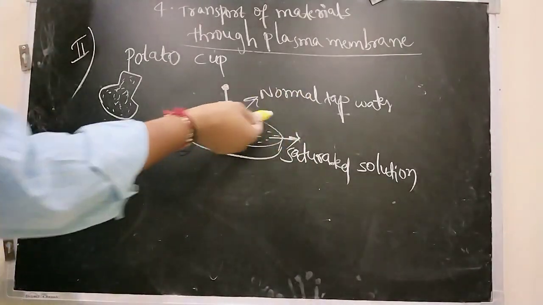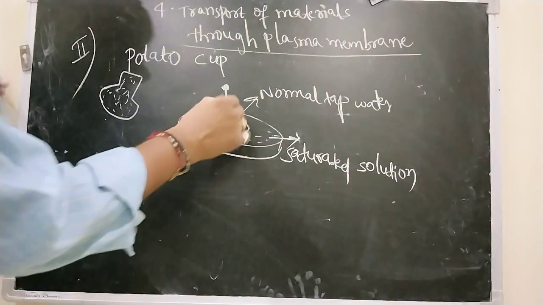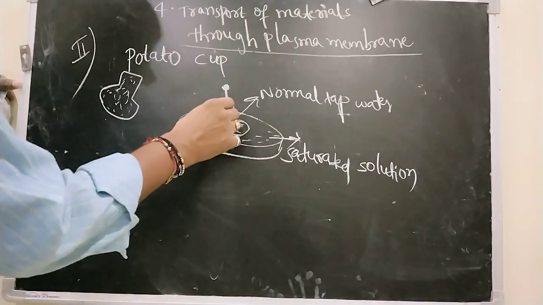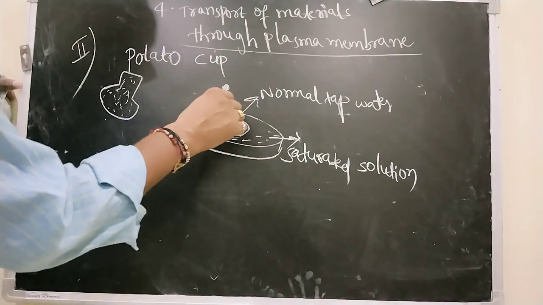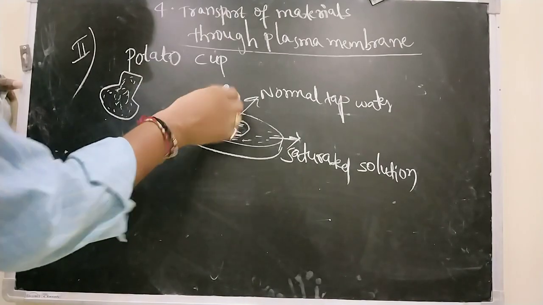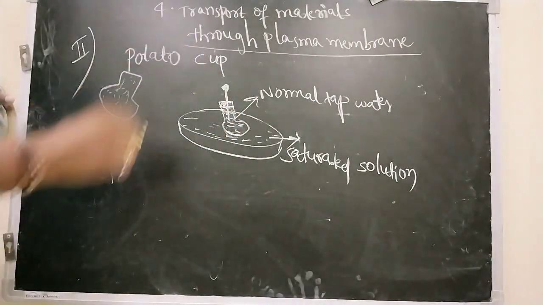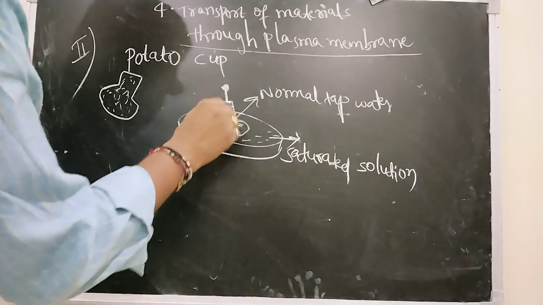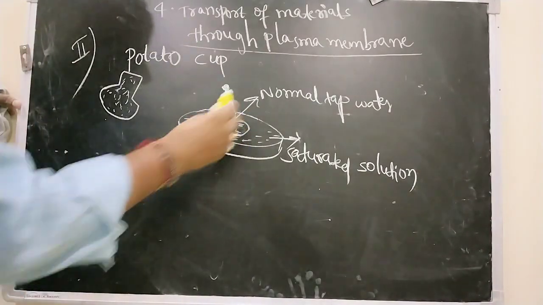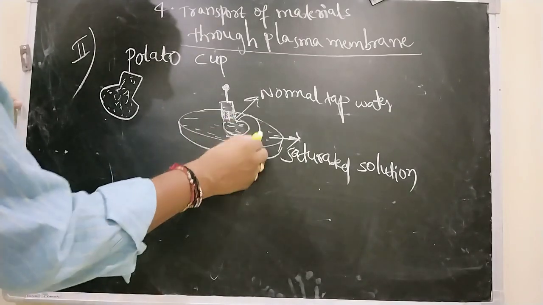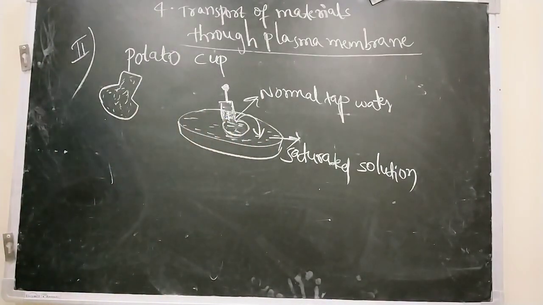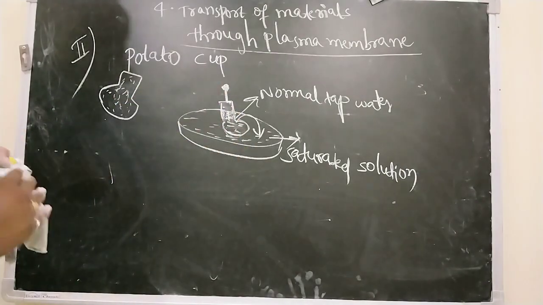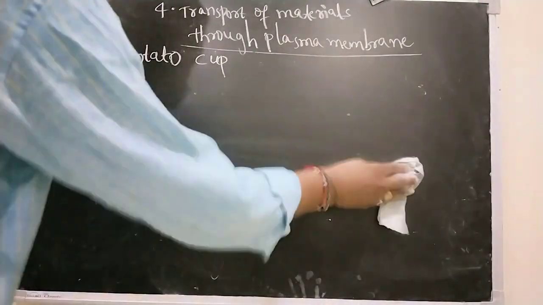When we leave the entire setup for a few hours, we observe that the water level decreased and crossed down the mark, whatever indication we made with the pin. So the water level comes down below this area. It means what? The water from the potato cup enters into the petri dish. So here the potato, whatever the membrane is there, acts as a permeable membrane.